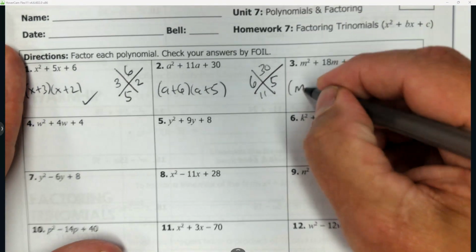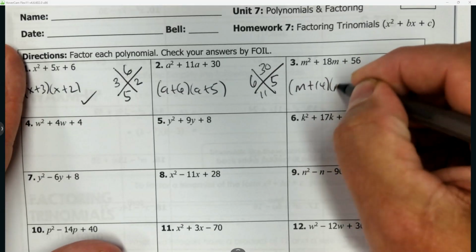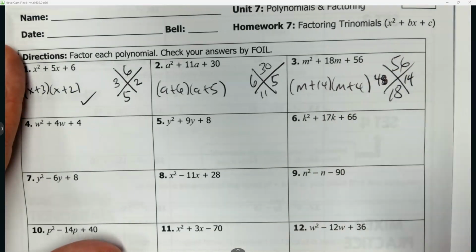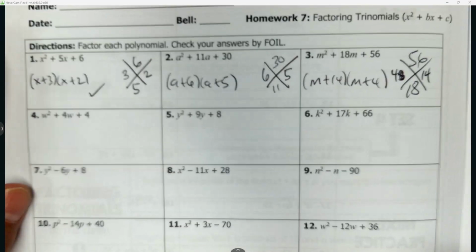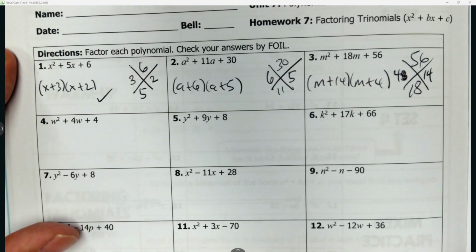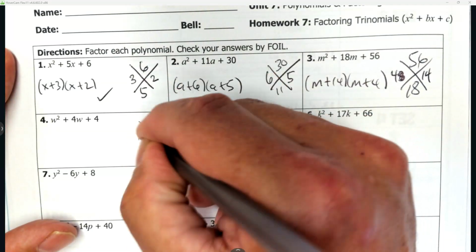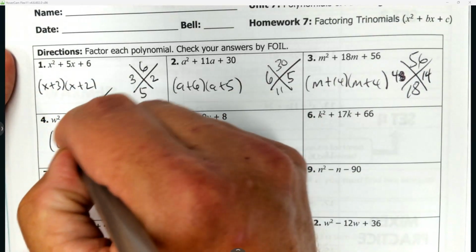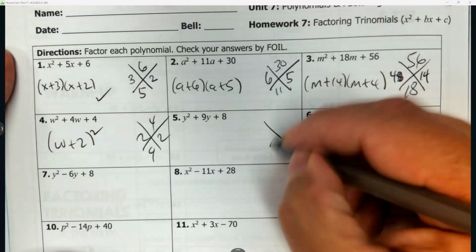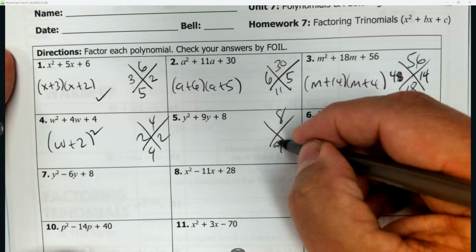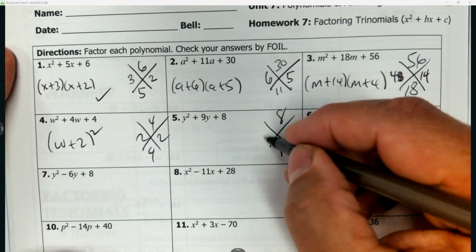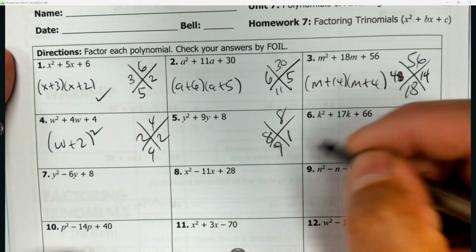That one was tricky. I wouldn't do that on a quiz for you, I'd give you ones that are not beyond, like most of the numbers go up to 12. I think that's reasonable. All right, 4 and 4, that's 2 and 2. And you can just write it once and square it. Two numbers that multiply to 8 and add to 9 is 8 times 1.